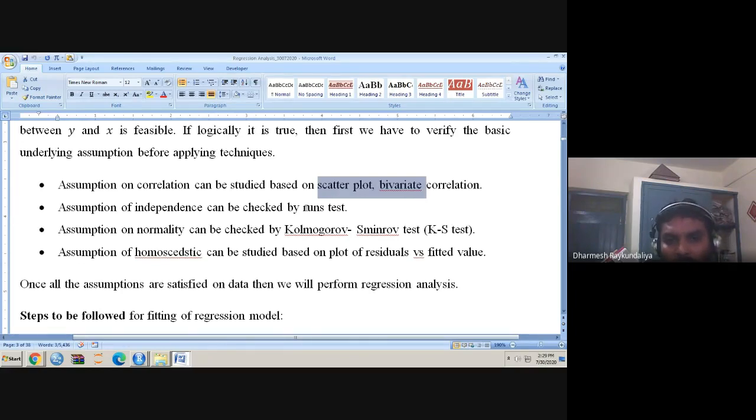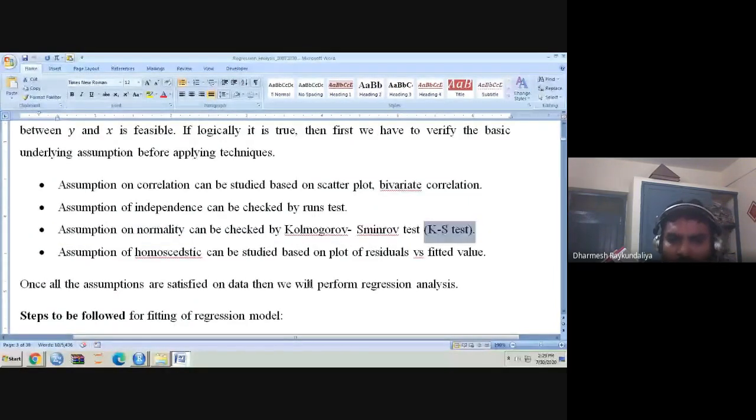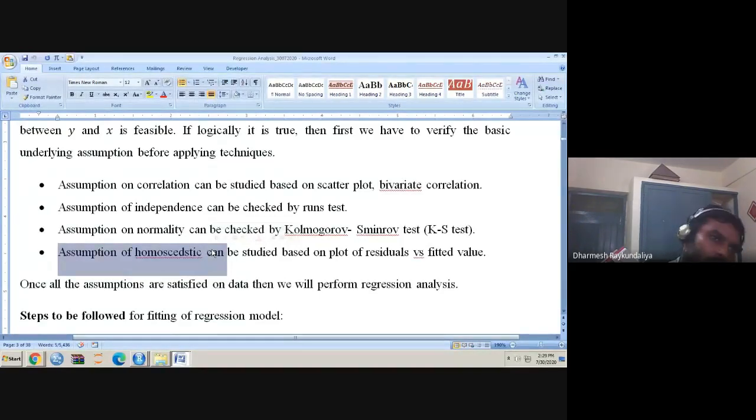Assumption of independence is checked by the run test. We have already used it. Normality can be assessed based on either the Shapiro-Wilk normality test or the Kolmogorov-Smirnov test. And the constant variance assumption can be studied based on the residual versus fitted plot. तो जब आपके पास मॉडल फाइनल एस्टिमेट हो जाता है, and then you just obtain the residuals by using that model. You have to just plot the residual versus predicted, and it will give you the idea. We'll come to that part, don't worry.